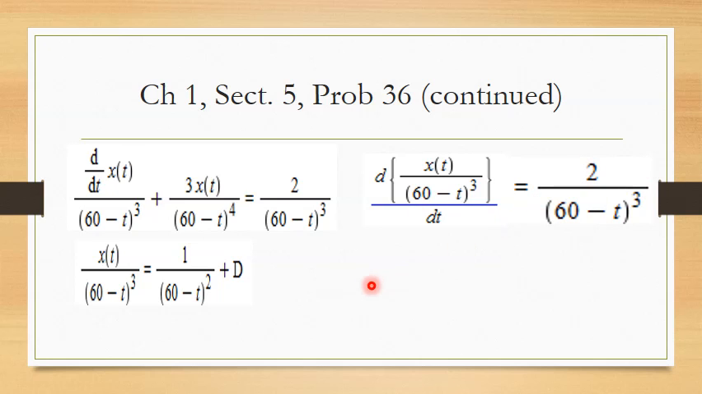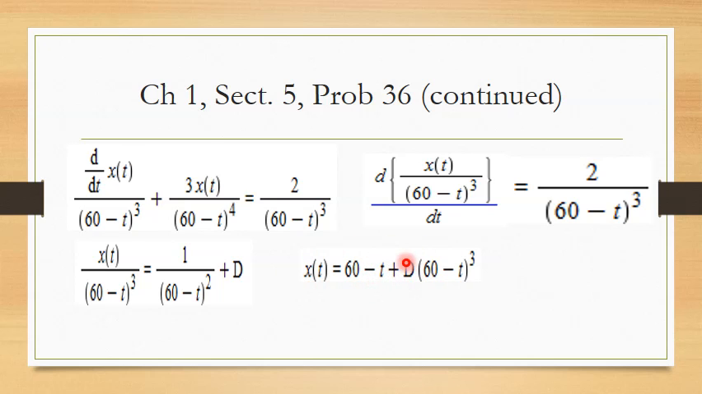Now I have to integrate both sides. If I do that, I get this function back, because this is just a total differential. And if I integrate this, I get this plus some constant d. Now I need to find x, so I multiply by this expression on both sides, and I get this.